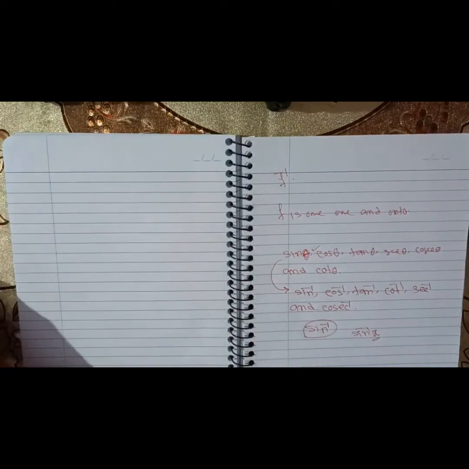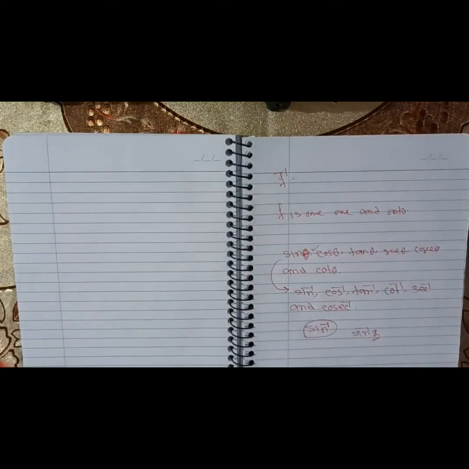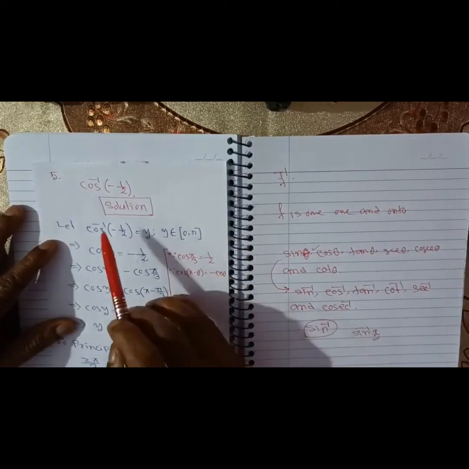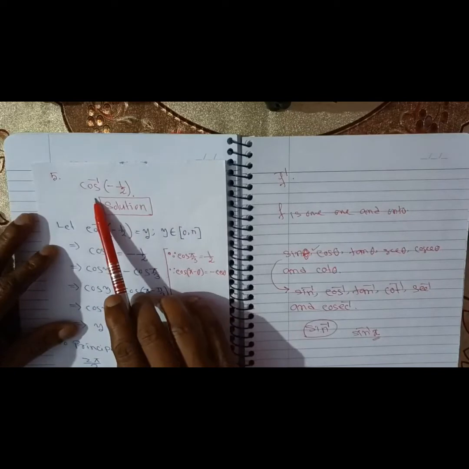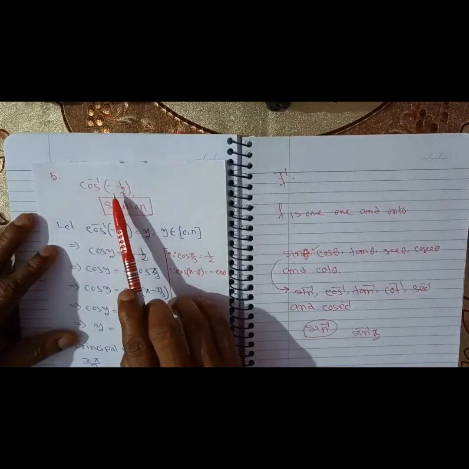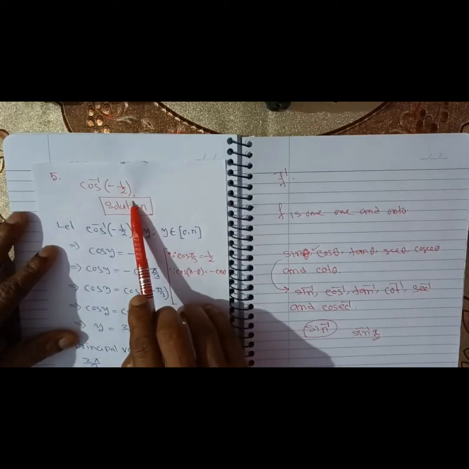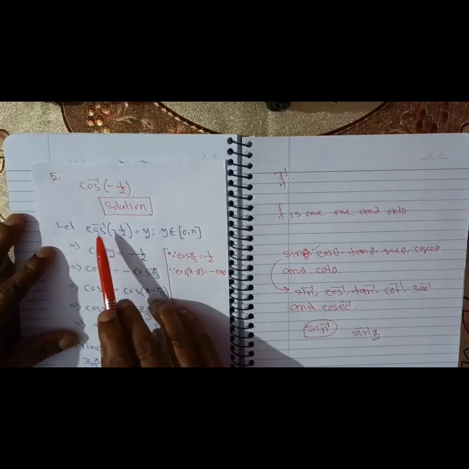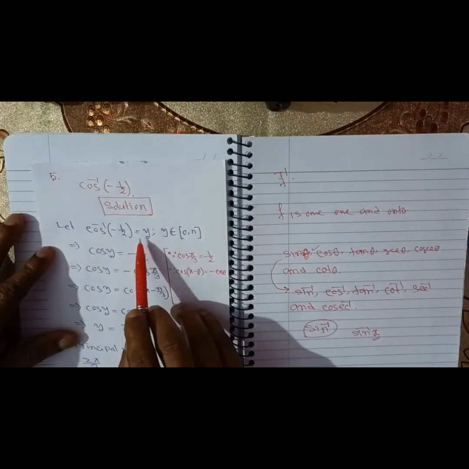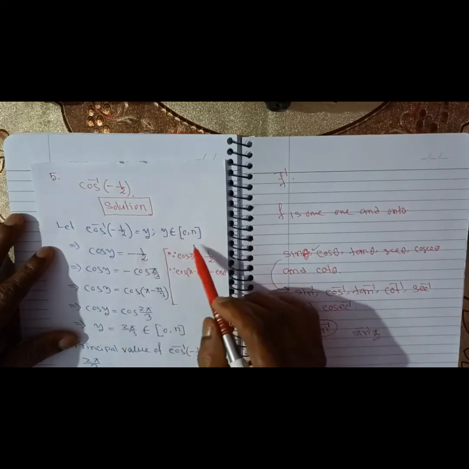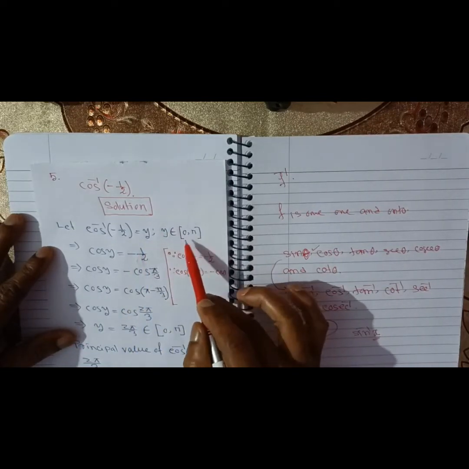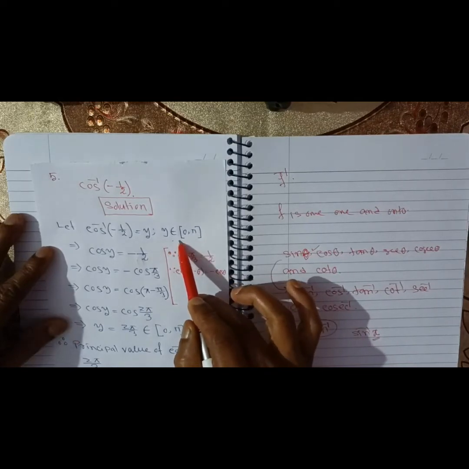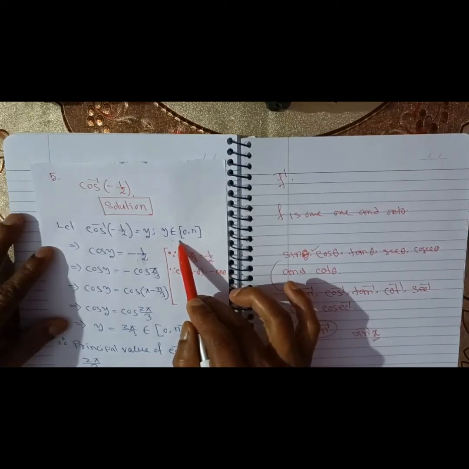Next, we are going to discuss the next problem. Question number 5. We have to find the principal value of cos inverse minus 1 by root 2. For the solution, let cos inverse minus half equal y, where y belongs to 0 to pi. This line comes from the range of cos inverse.